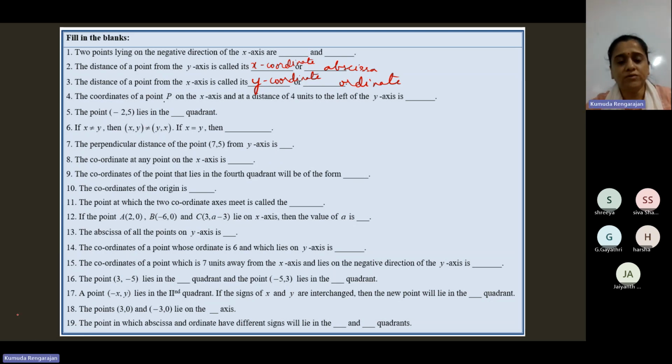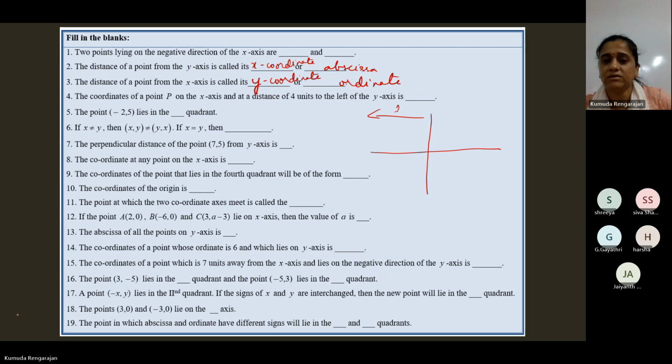Yeah, children, the coordinates of a point P on the x-axis at a distance of 4 units to the left of the y-axis is, so see here, which is the left side of the y-axis? This is the left side, and this is the right side of the y-axis. The point P is on the x-axis, at a distance of 4 units to the left of the y-axis.